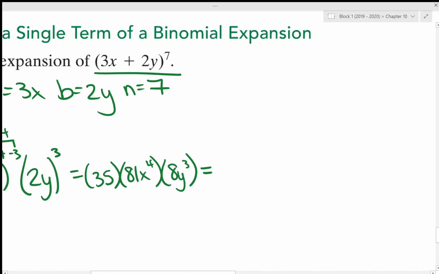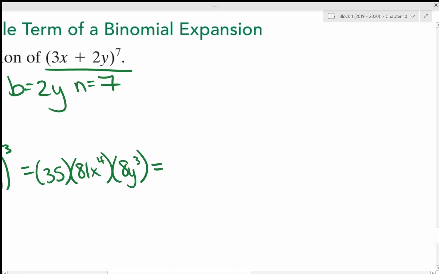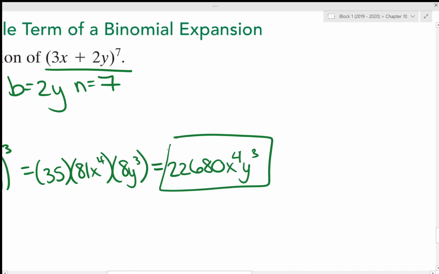I don't want all the terms, the whole answer. I just want to know the specific term within this expansion. So 35 times 81 times 8 will give me 22,680. And then I just leave x to the fourth, y to the third. You know you did this right if your variables' exponents add up to your n. So 4 and 3, that's 7. We're good.